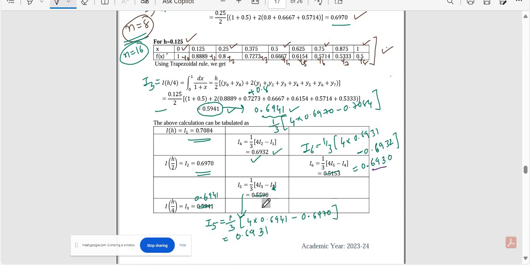So if you observe here, we have the values correct up to 3 decimal. So we have to stop here. Done? Understand everybody?